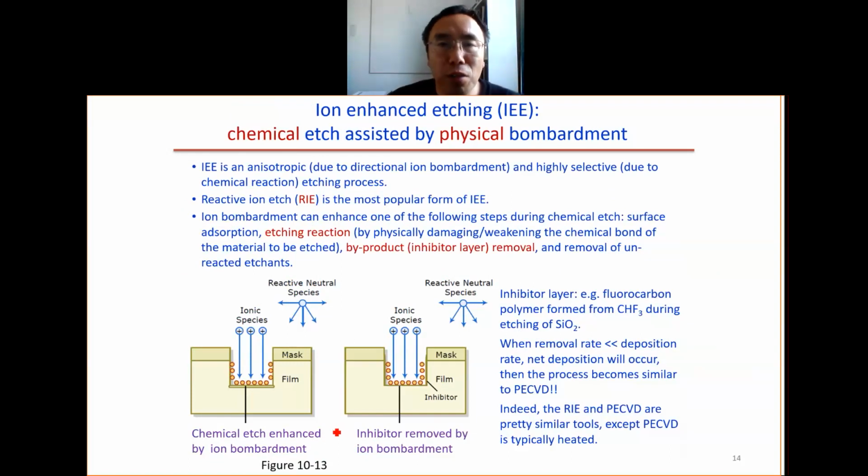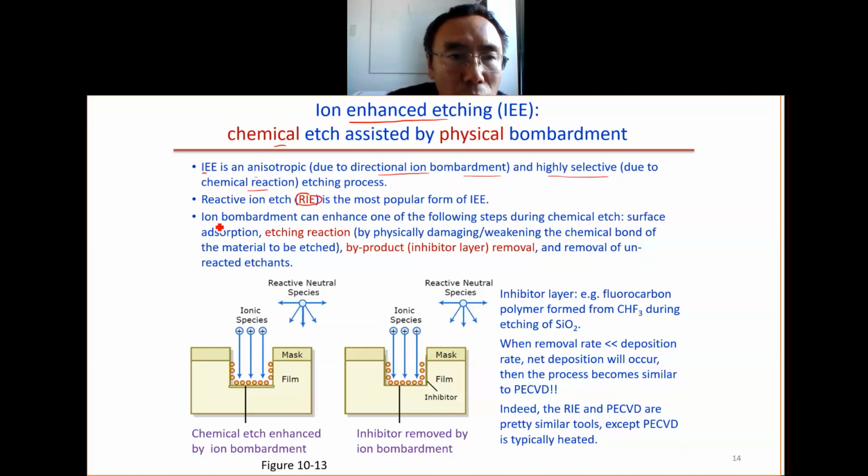So we talked about physical etching and chemical etching, but they both have limits. So to get the good points from both mechanisms, this is called ion enhanced etching. In this case, it's also called chemical etch assisted by the physical bombardment. So we know that first, ion enhanced etching is anisotropic because of the directional bombardment, and also highly reactive because of the chemical reaction. The typical form is the RIE, reactive ion etching.